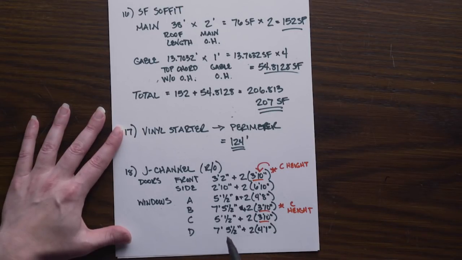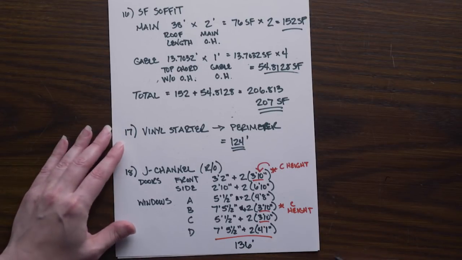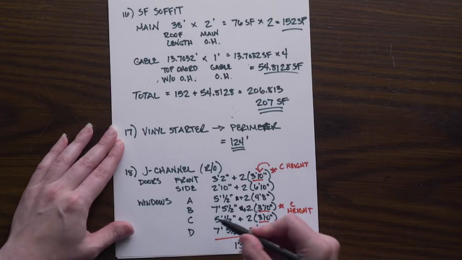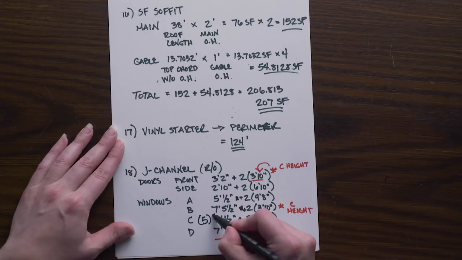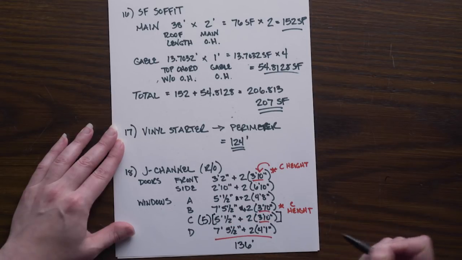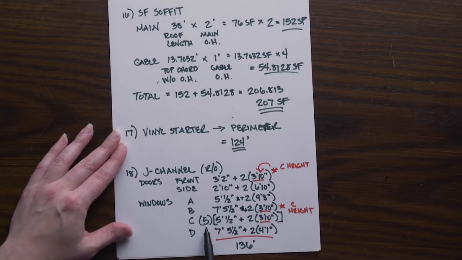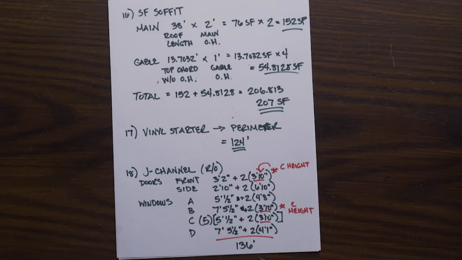And if we go through and calculate all those out, we end up with exactly 136 feet, surprisingly. One thing, sorry, I forgot to note, is that there are 5 C windows. So that will make a difference in your calculations. Make sure you multiply your C number by 5, so you do come up with 136 feet exactly.